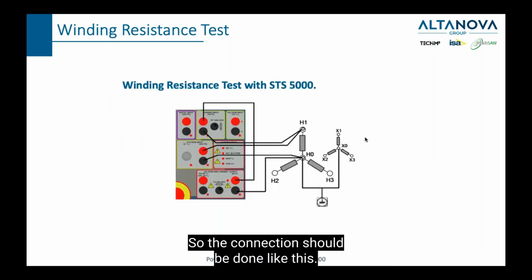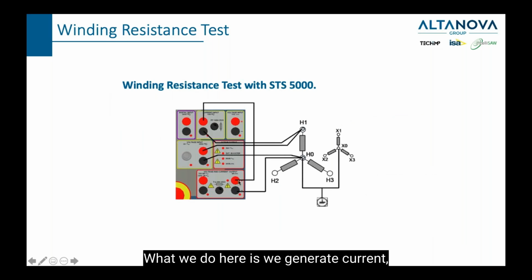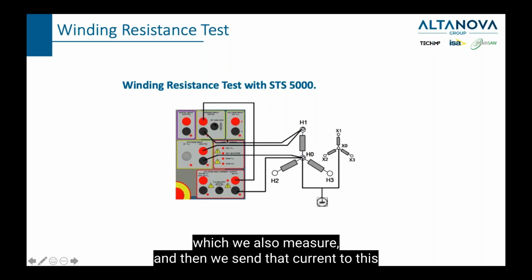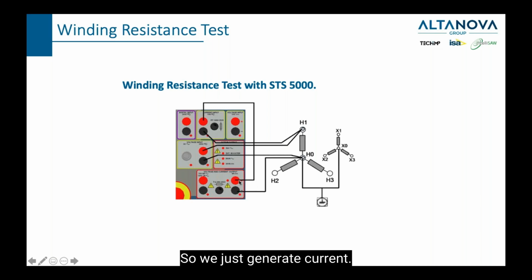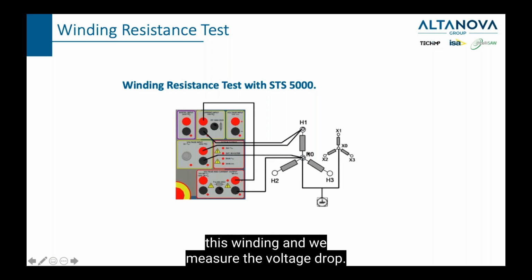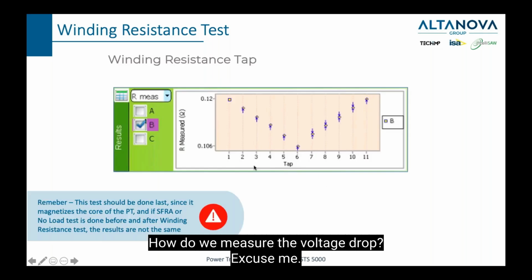So the connection should be done like this. It looks complicated, but trust me, it's not. What we do here is we generate current, which we also measure, and then we send that current to this winding here, and we close the circuit here. So we just generate current, this is where we generate current onto this winding, and we measure the voltage drop. How do we measure the voltage drop?